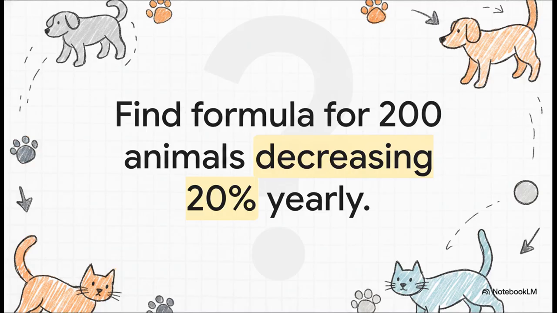We have a rescue shelter that starts with a population of 200 animals, and due to successful adoptions, the population decreases by 20% each year. I want you to write the correct exponential formula for this situation. Think carefully about the percent decrease trap we just discussed to formulate your answer.